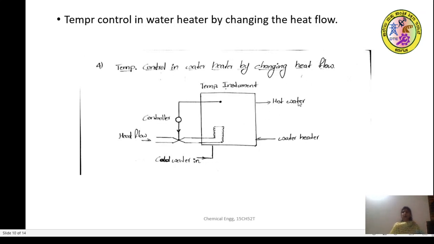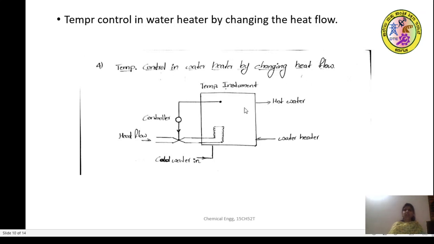So if you want a constant temperature, hot water at a constant temperature and at a constant flow rate, you are required to maintain the heat flow inside the water heater. The temperature inside the water heater is being measured by the controller, TIC. Again, if it is beyond the set point, automatically the flow of heat to the water heater will be cut off.